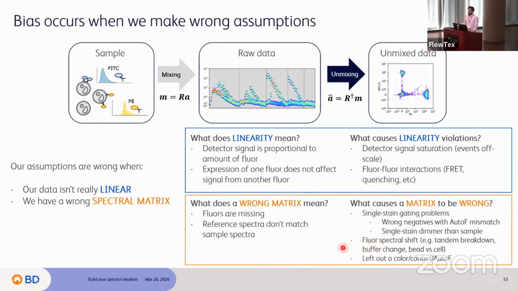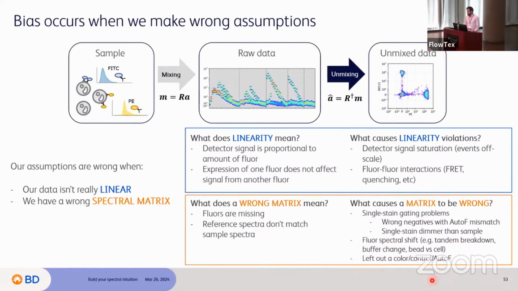There are things that can happen where you did your whole workflow correctly, but it turns out that the fluorophore actually changed its spectrum in your fully stained sample, maybe because there was a different buffer present, or because you were using beads for your controls that have a slightly different microenvironment on their surface than cells.